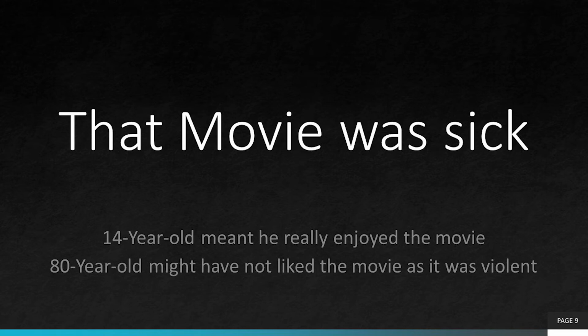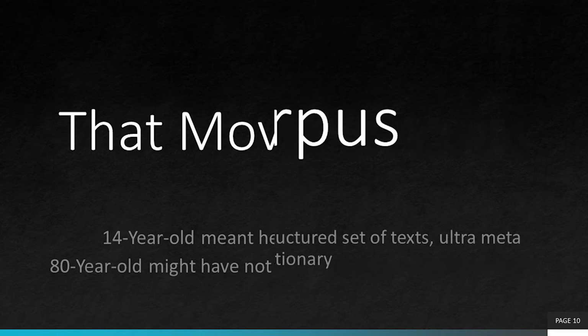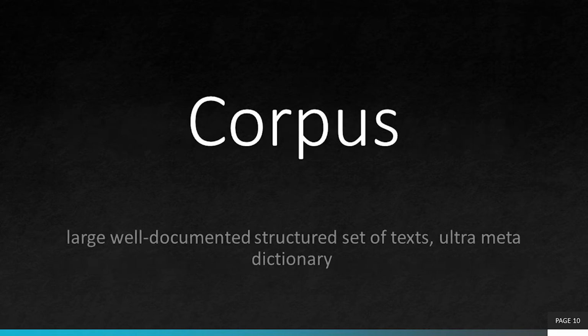You also understand that when a 14-year-old says a certain movie is sick, they really liked it. But when my 80-year-old father says that the movie is sick, he means it's ultra violent. So the machine needs to be trained.